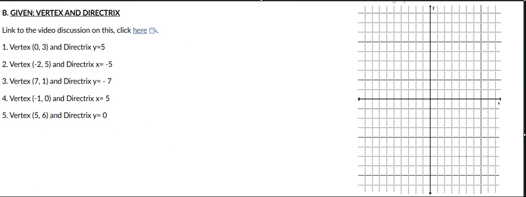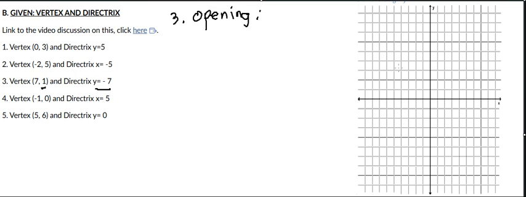We are now on number 3. Number 3, we have the vertex at 7, 1 and the directrix at y equals negative 7. Comparing the y value of the directrix with the y value of the vertex, the directrix is located at the bottom part of the vertex, so most likely our opening here is upward. But again, to visualize that, let me just plot it.